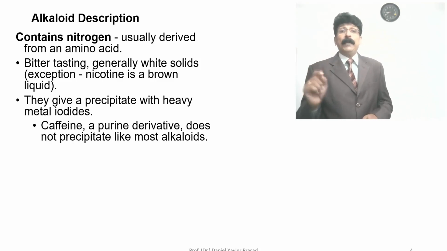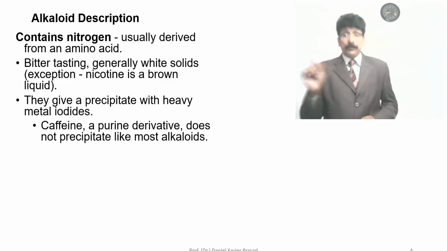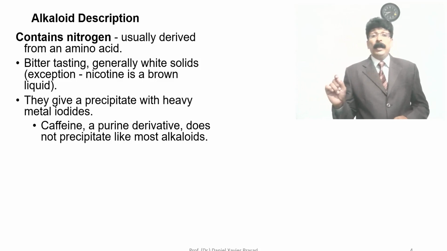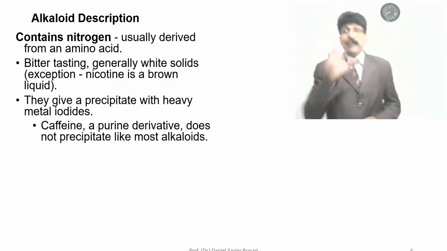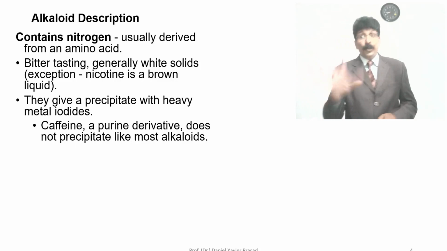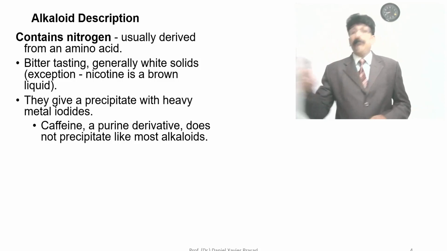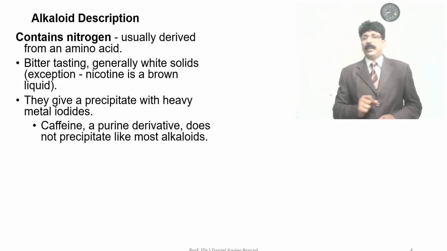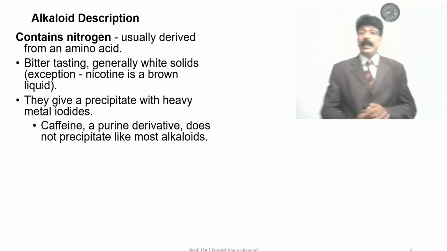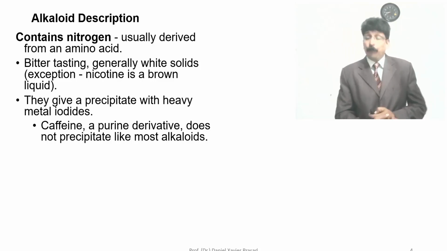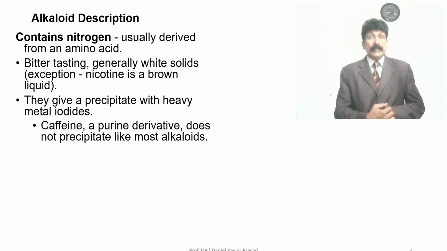They give a precipitate with heavy metal iodides; that you have to remember. All alkaloids do, with the exception of caffeine, a purine derivative, which does not precipitate like other alkaloids. But it is an alkaloid, a purine alkaloid in nature. Purine means there are 4 nitrogens present in a 6-membered and a 5-membered ring structure together. You might have studied purines: adenine, guanine, cytosine, which are the building blocks present in the DNA molecule, and they are present in the proteins.